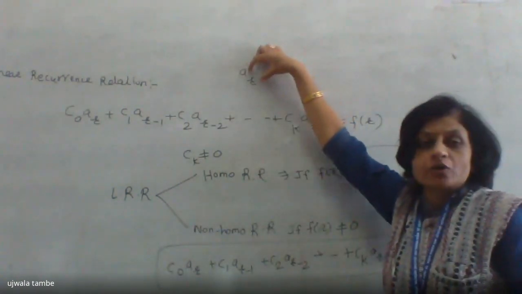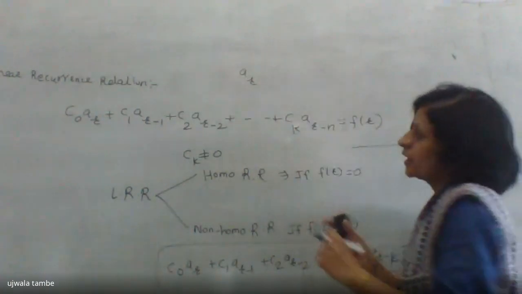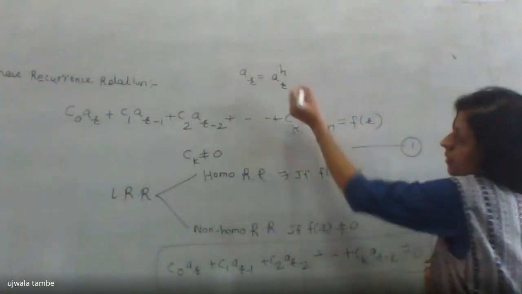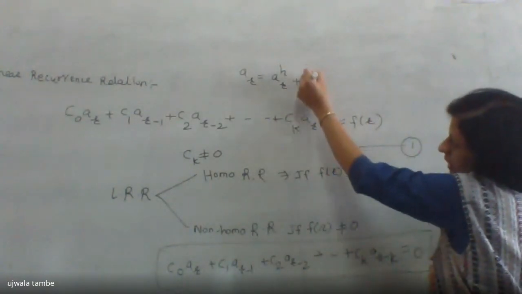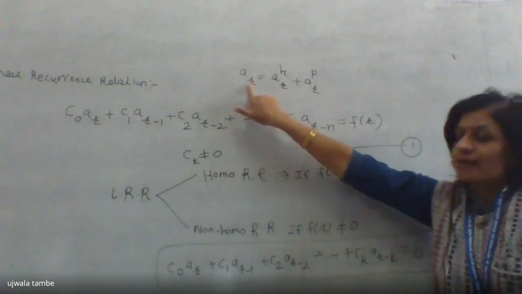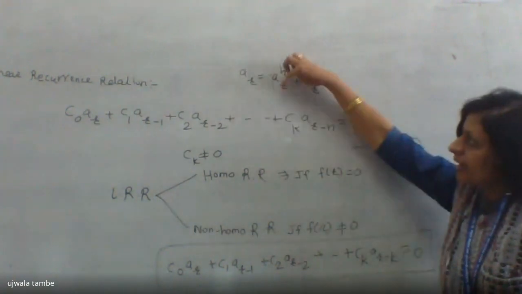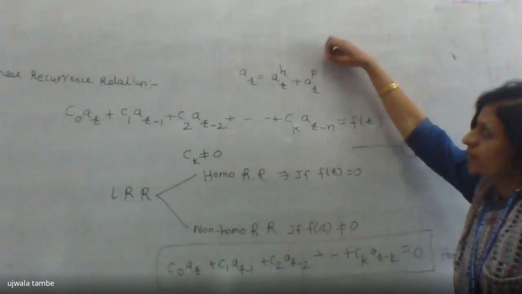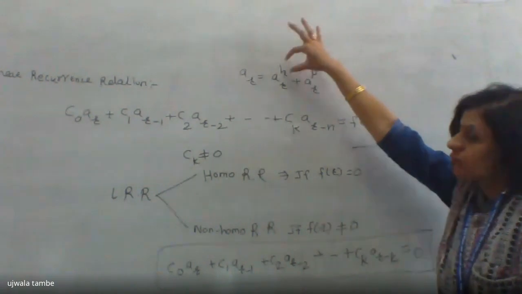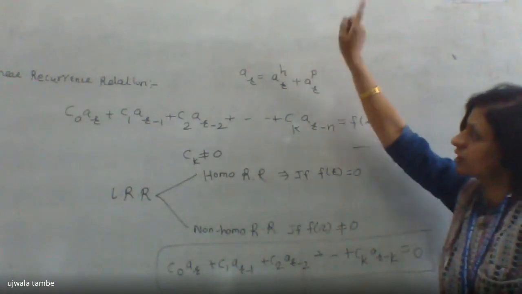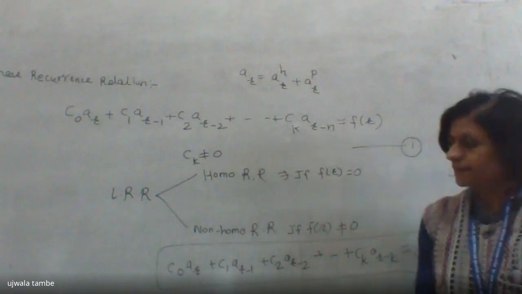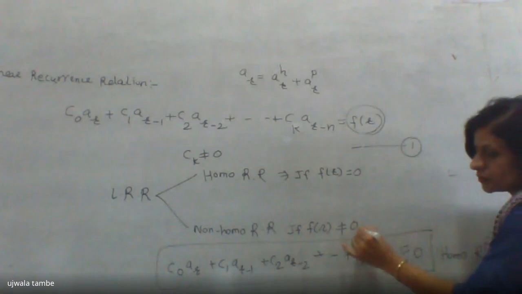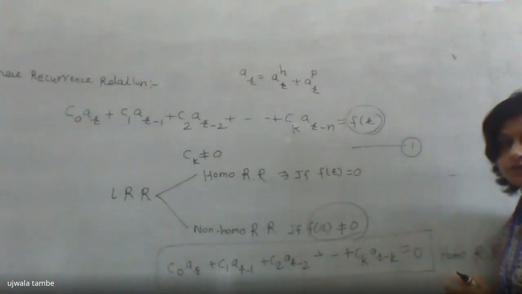The complete recurrence relation is denoted by Ar and is equal to Ar^(h) plus Ar^(p). Ar is known as the recurrence relation, Ar^(h) means the homogeneous recurrence relation and Ar^(p) means the particular solution. Means homogeneous solution plus particular solution is equal to the recurrence relation. Homogeneous means f of r is 0. Non-homogeneous means f of r is not equal to 0.